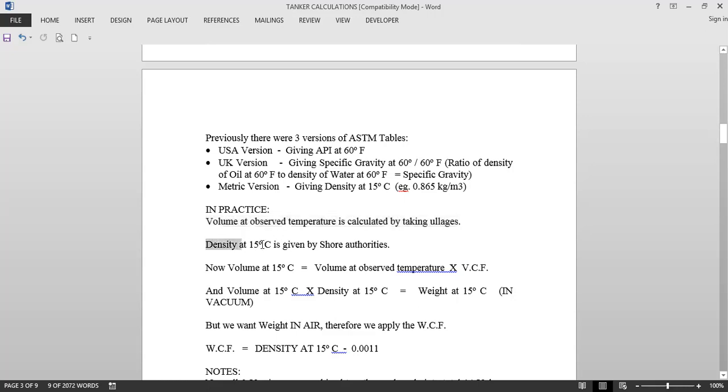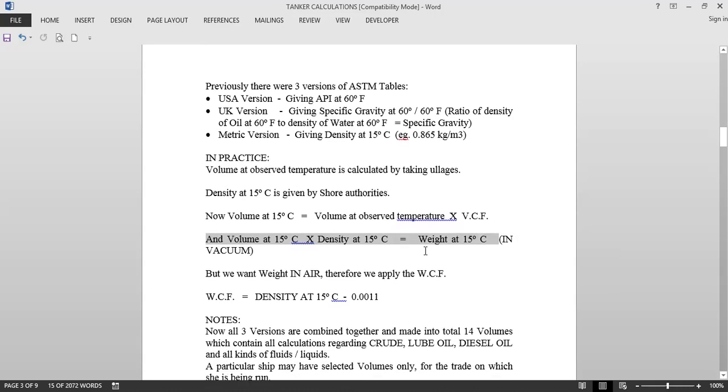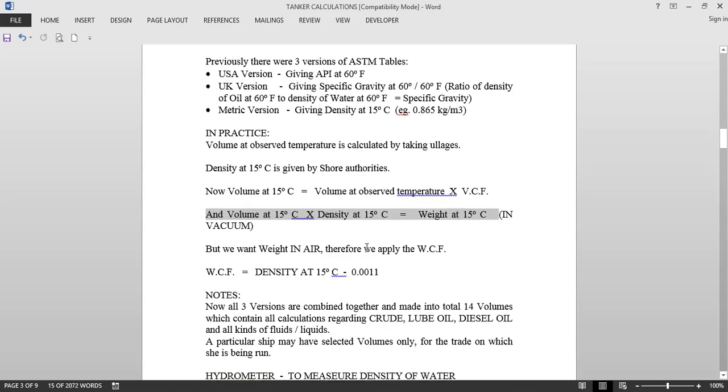The density at 15 degrees Celsius is given by the shore authorities. So the volume at 15 degrees Celsius is equal to volume at observed temperature times VCF. We have seen how to calculate the VCF. And volume at 15 degrees Celsius times density at 15 degrees Celsius will give you weight at 15 degrees Celsius, which is also known as weight in vacuum. But we want weight in air, because this is how we calculate it.